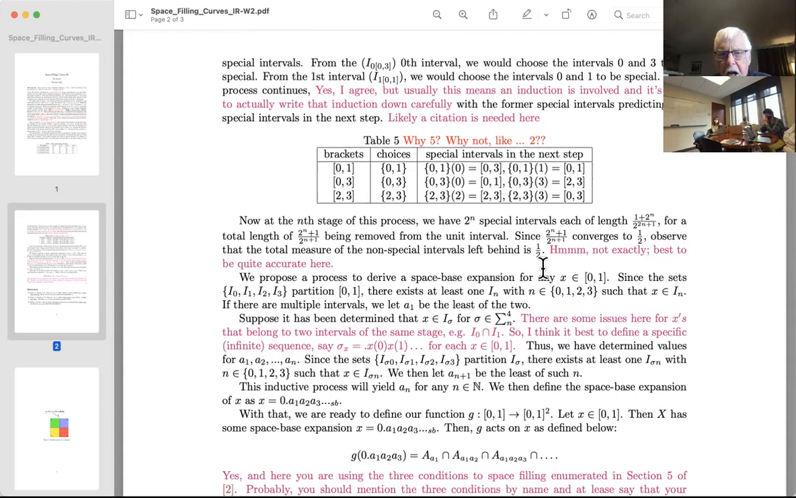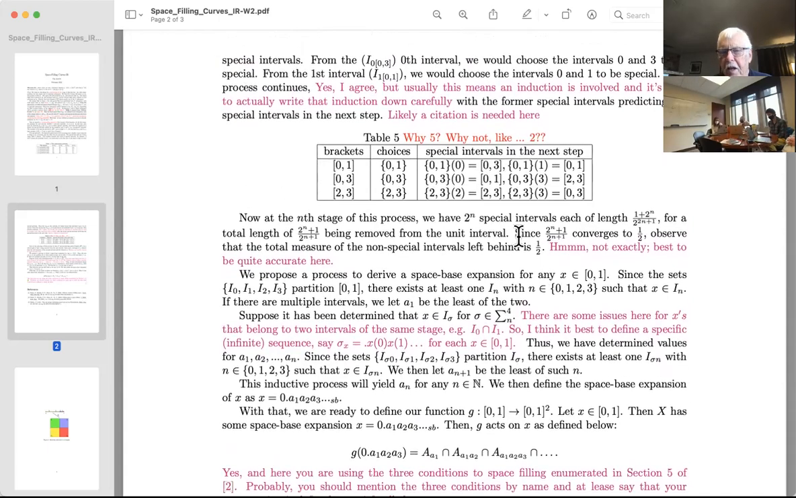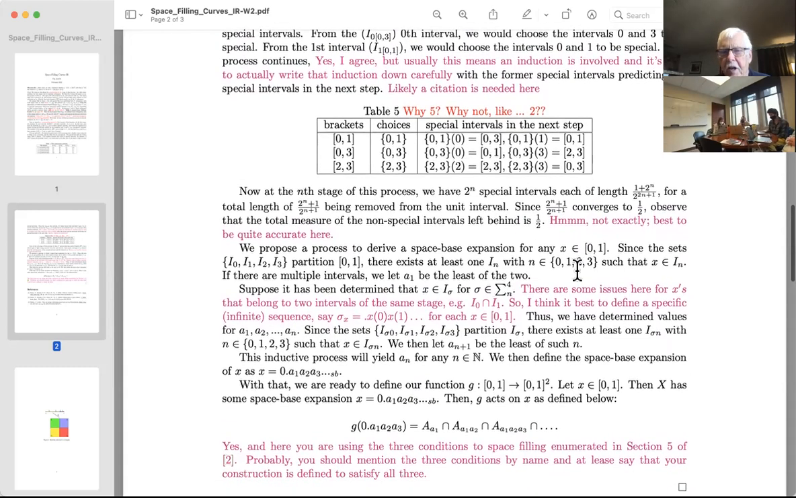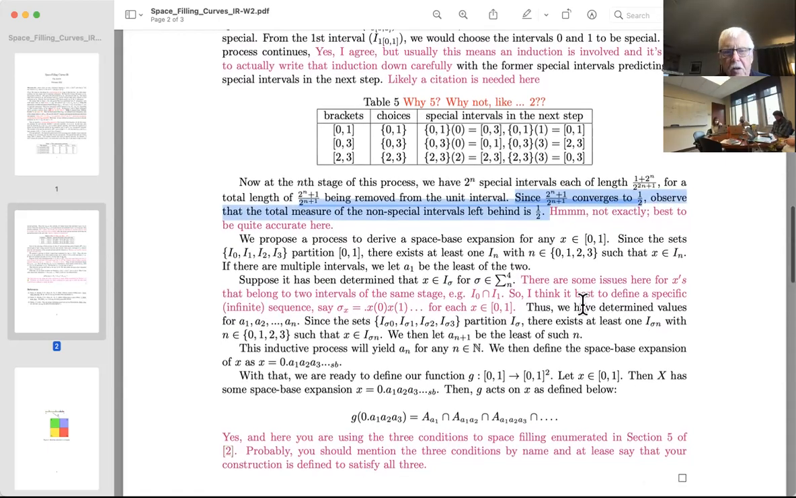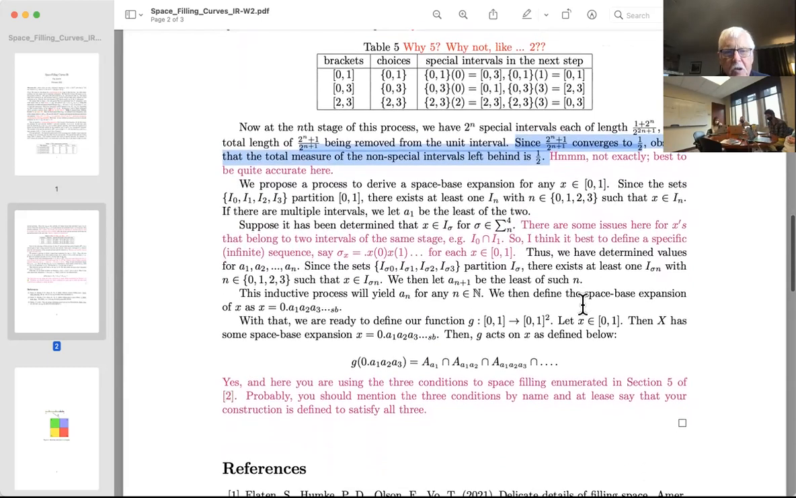Observe that the total measure of the non- So I think you mean maybe the total measure of the union of the non-special intervals. Yeah, so this needs clarity, but this is the idea that you're measuring the complement, and the non-special intervals are the ones that map to the complement. Anything that's non-special maps to the complement, and so that total measure is 1/2. This is kind of a key idea in generalizing, the fact that it's the complement that you're actually measuring in this process. All right.